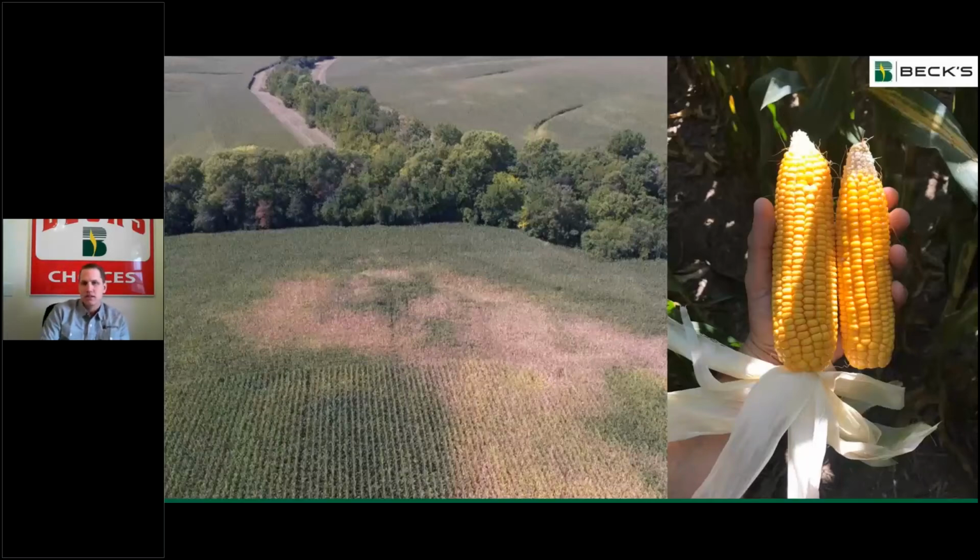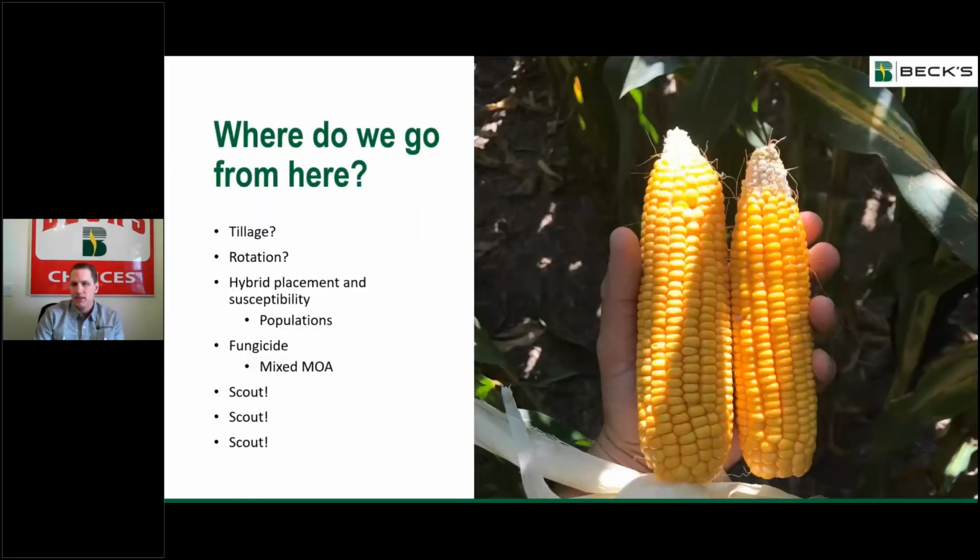So now that we know a little bit about the life cycle, we know a little bit about how it infects, where do we go from here?